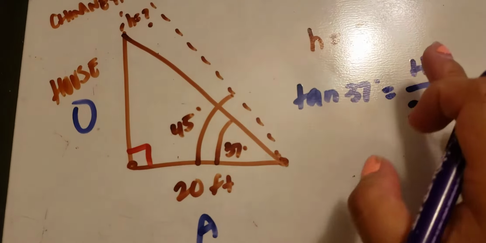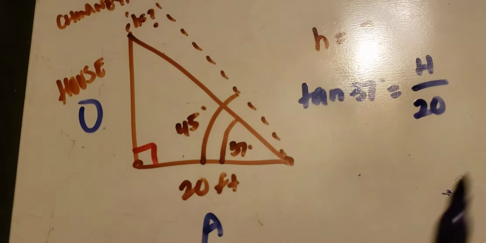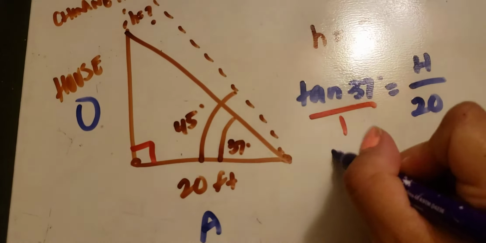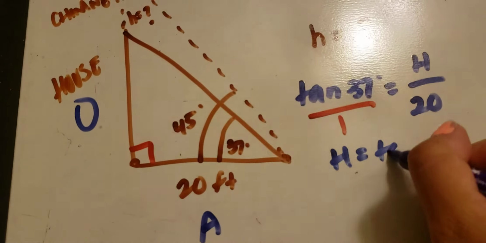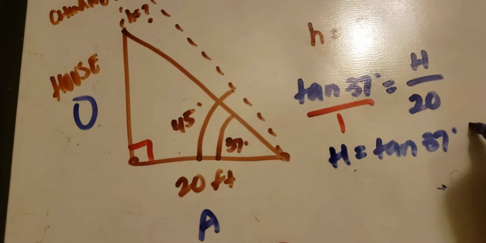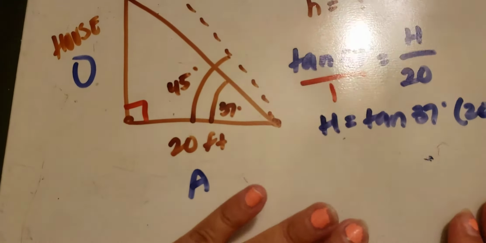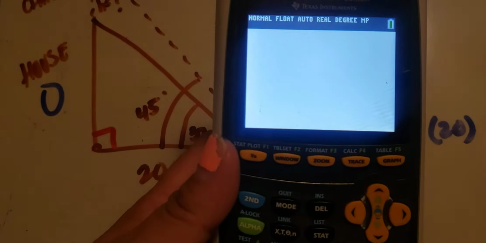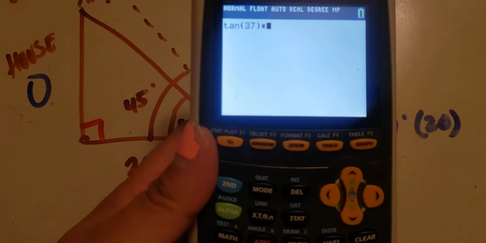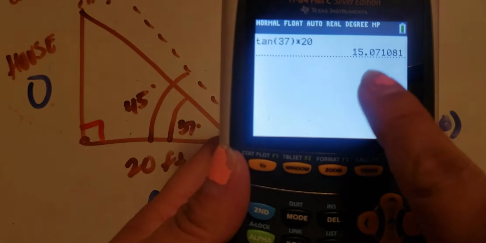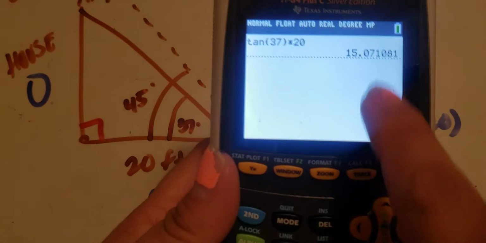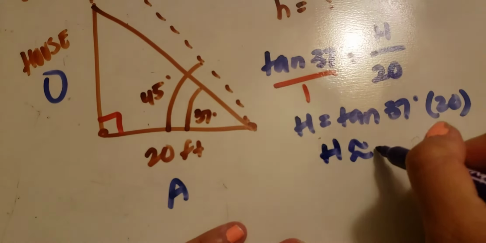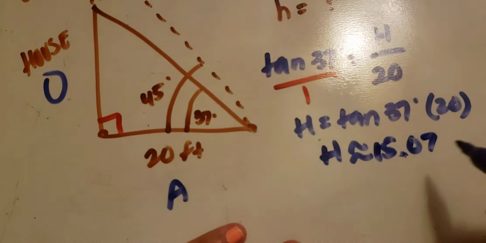I cross multiply, and when I keep saying cross multiply, you have to imagine there's a 1 there. Cross multiply, and I basically get H equals tangent of 37 times 20. And then go ahead and let your calculator do the work. So let me clear this. Tangent of 37 times 20, approximately 15.07. So the height is approximately 15.07.